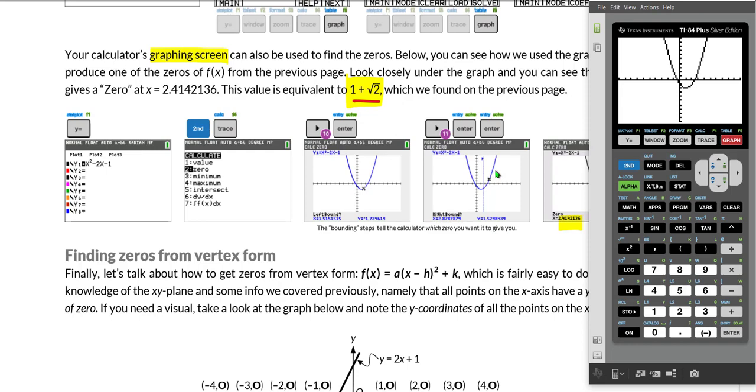And one final note when it comes to graphing quadratics with the calculator's graphing screen: remember, you do not need a standard form quadratic in order to make the calculator graph the quadratic. A vertex form, an intercept/factored form, a standard form. You can enter any form into your y equals menu and the calculator will graph the quadratic, meaning that you can see the zeros on the graphing screen no matter what form of a quadratic you're dealing with.